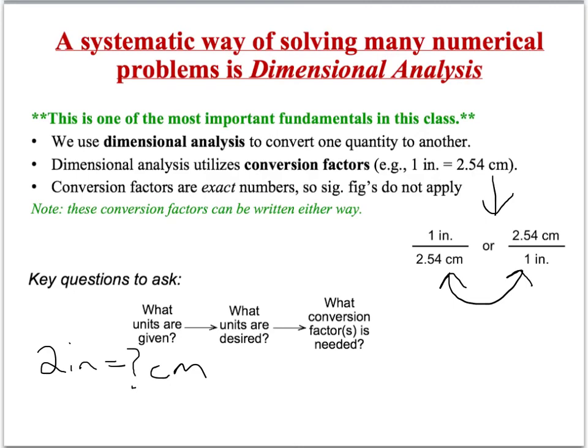If we answer these questions, first, what units are given? Well, we are given inches. What units are desired? Well, we want centimeters. So what conversion factor then is needed? Well, we know that 1 inch is equal to 2.54 centimeters. So we can use that conversion in order to calculate from 2 inches to centimeters.